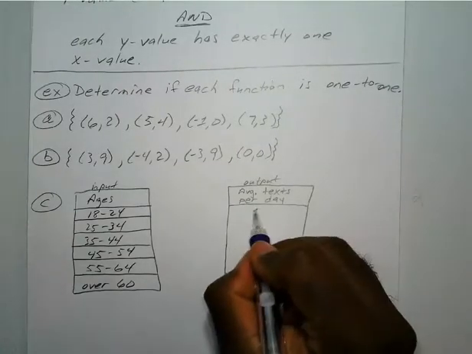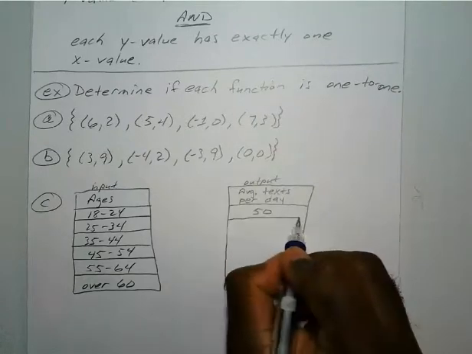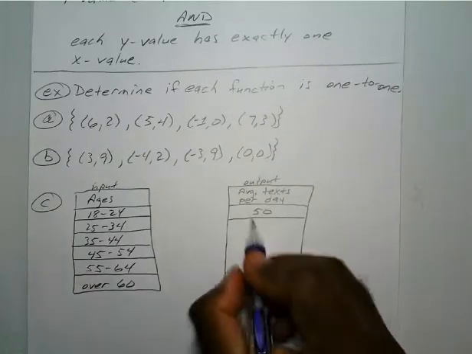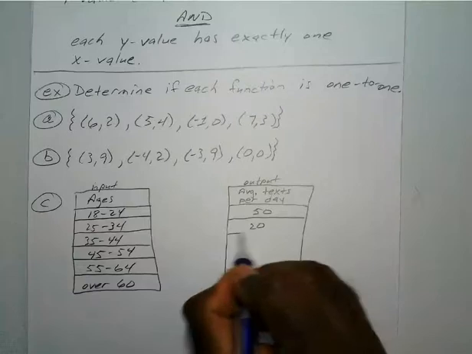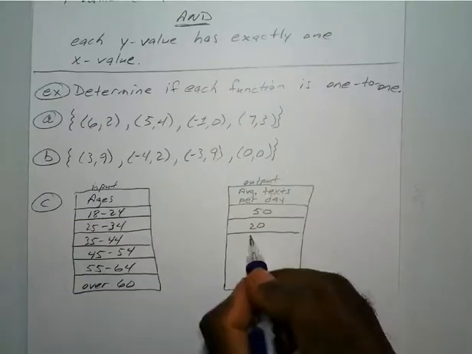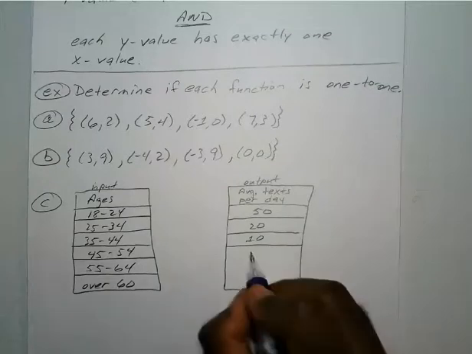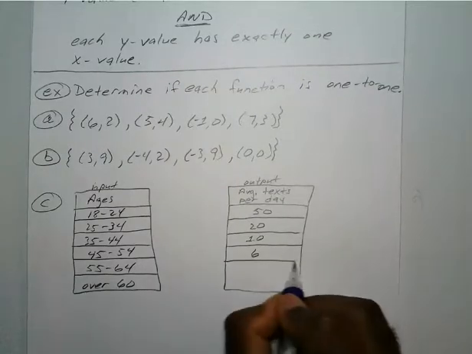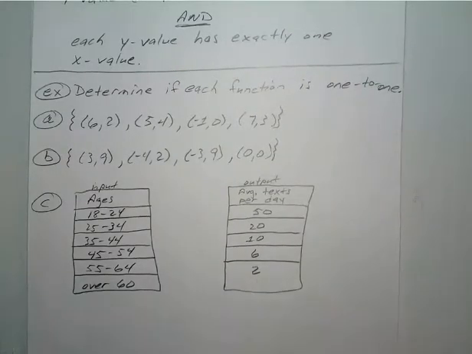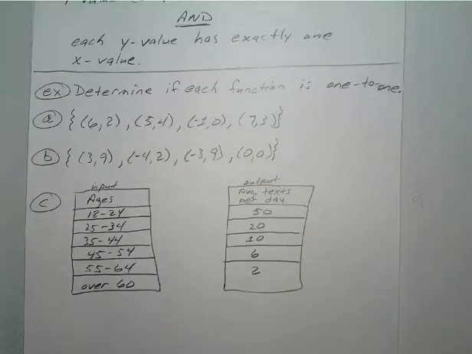Okay, so what if we have 50? What if we have 20? And 10? And 6? And let's say if we have 2. Okay, so we have our input and our output. Feel free to pause if you have to continue writing to catch up.